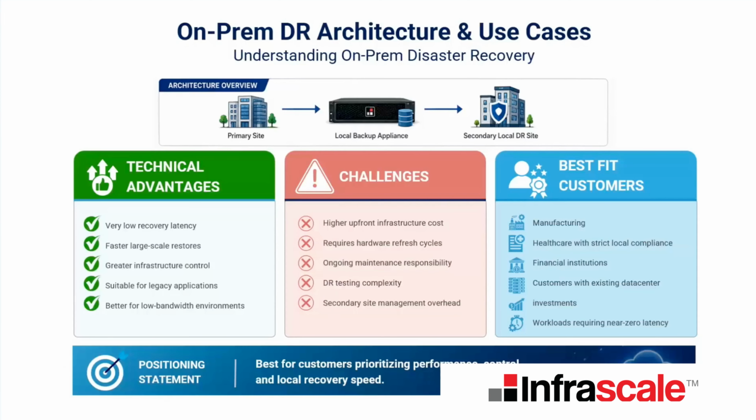Let's look into on-prem disaster recovery. In this architecture, workloads are backed up locally to an appliance, and recovery operations occur within the primary appliance or a secondary appliance deployed in the secondary customer co-location. The major advantage here is performance. Because recovery happens locally, latency is extremely low, restore speeds are very fast, and customers maintain greater infrastructure control.